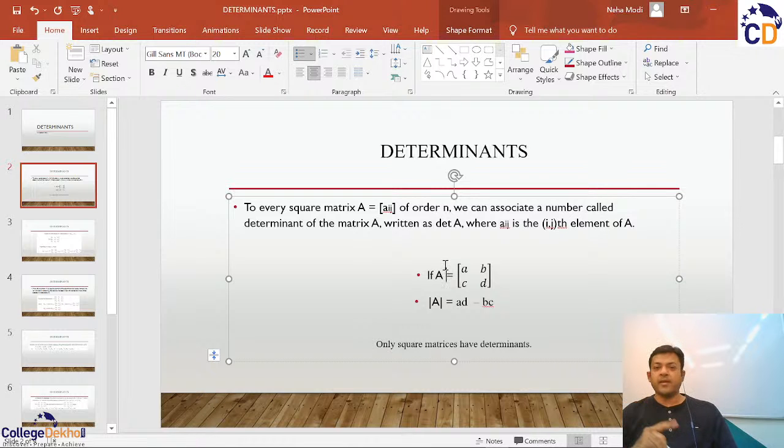We need to keep in mind that only square matrices can have determinants. In case we have a rectangular matrix, the determinant cannot be calculated. Please keep that in mind. Any questions from anyone?